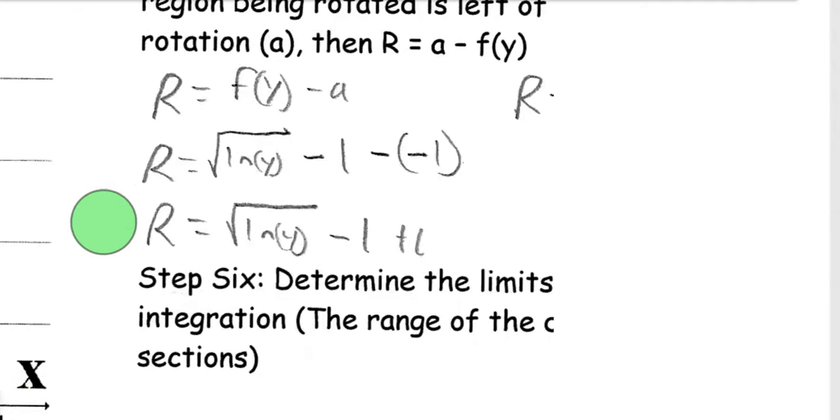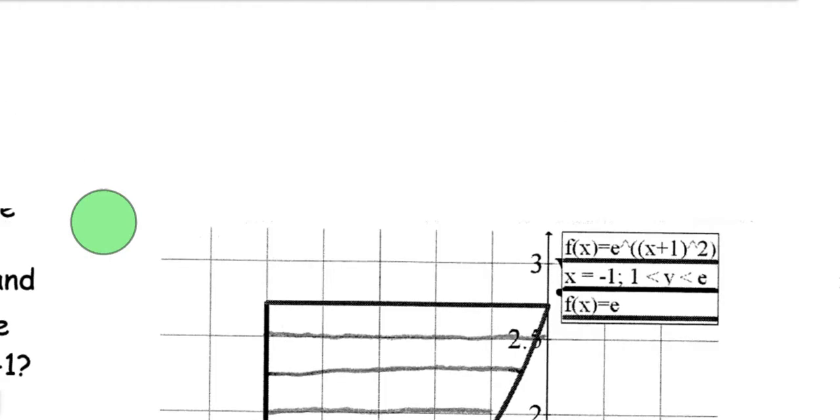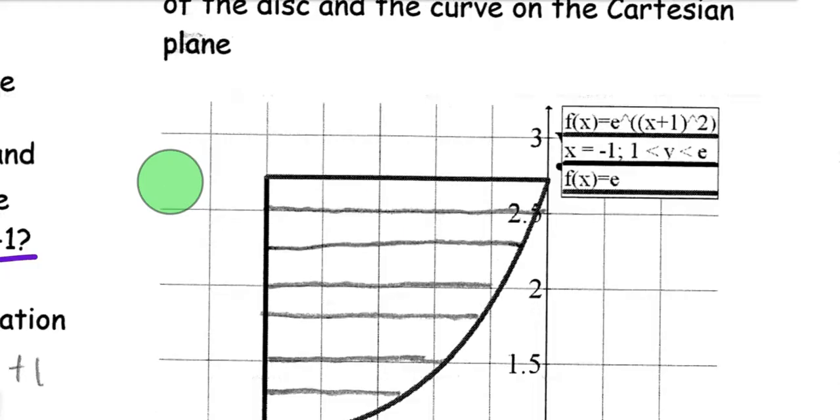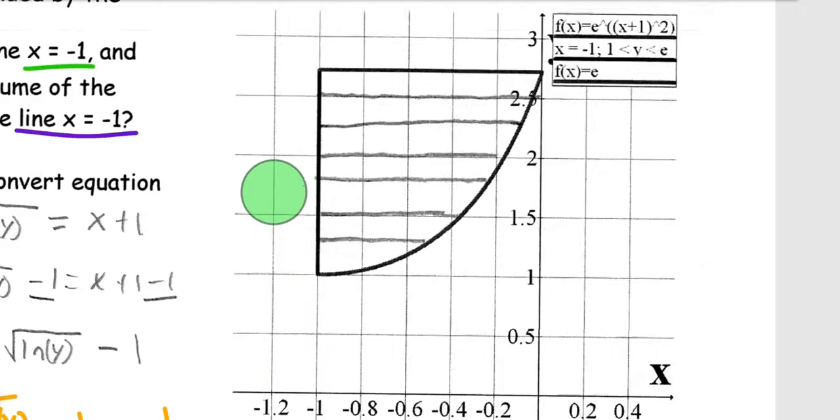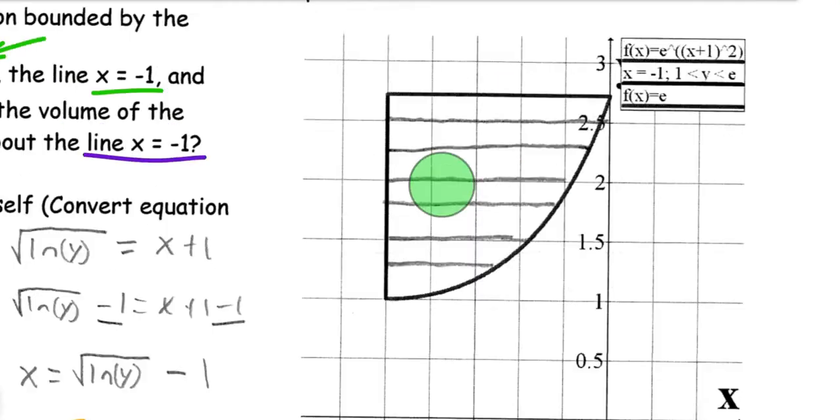All right, that's step 3. We're going to move to step 4 now, which is to draw the lines of intersection of the disk and the curve on the Cartesian plane. If we take this region and we rotate it about x equals -1, we are going to get a bunch of disks that look like this. This is our cross section of our disks, and this is actually our radiuses.